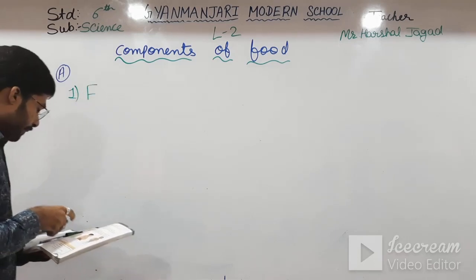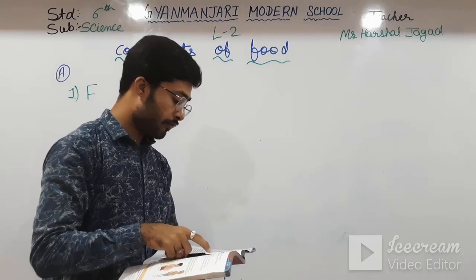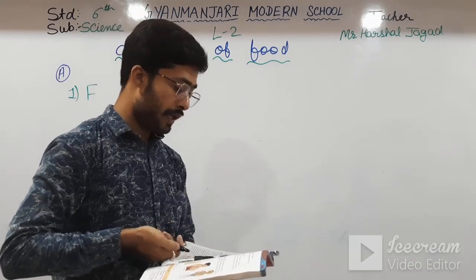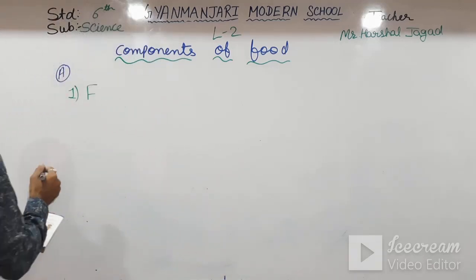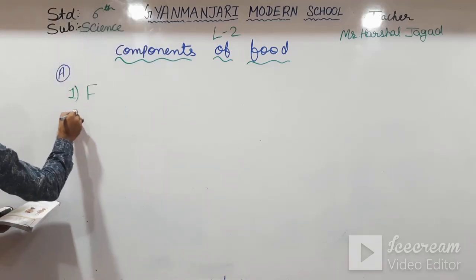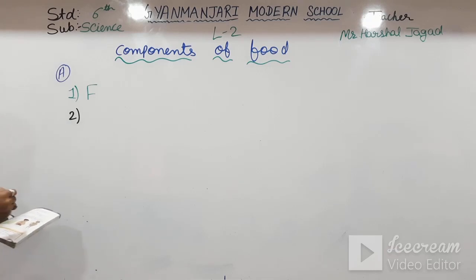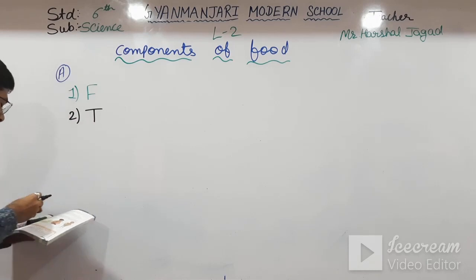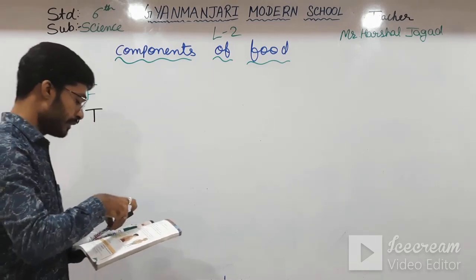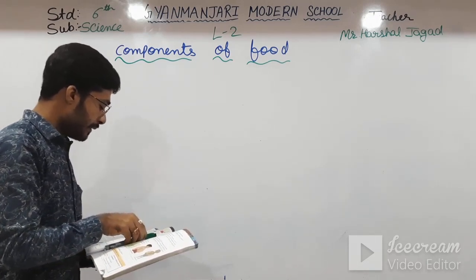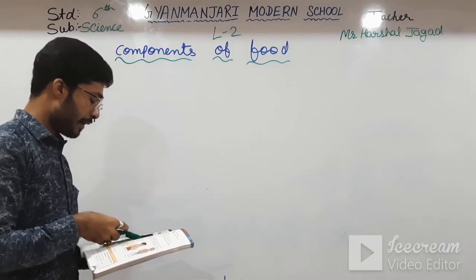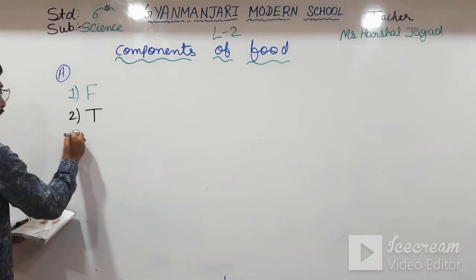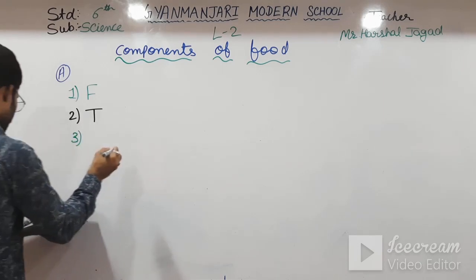Second one, starch from the food is converted into glucose in our body. Yes, that's right. The starch from the food is converted into glucose in our body. That is true. Next, vegetable oil is mostly solid at room temperature. No, it is in liquid state. So the third one is false.